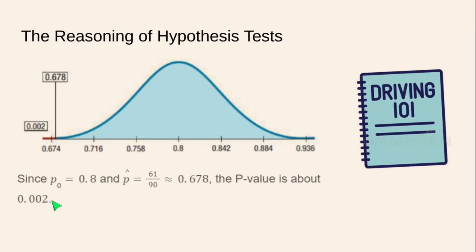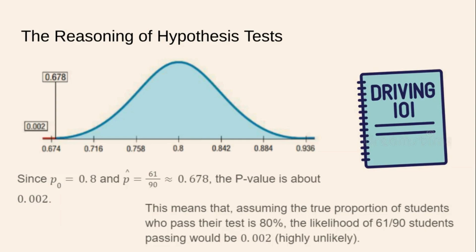There's something going on. There's some kind of issue with this 80% number the DMV gave us. Let's talk about it. So that p-value being 0.002 means that assuming the true proportion of students who pass their test is 80%, the likelihood of 61 out of 90 students passing, the data that we got, the likelihood of getting that is 2 in 1,000. That is very, very unlikely.